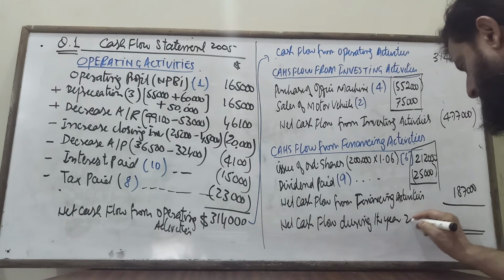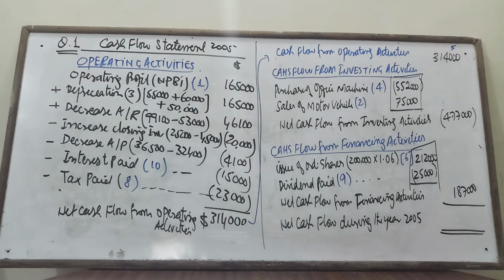Okay, 2005. We are making the cash flow statement for 2005. This is equal to $24,000 positive. Class, this is the cash flow statement. And after this, sometimes in the exam you can check whether this 24,000 answer is correct or not.